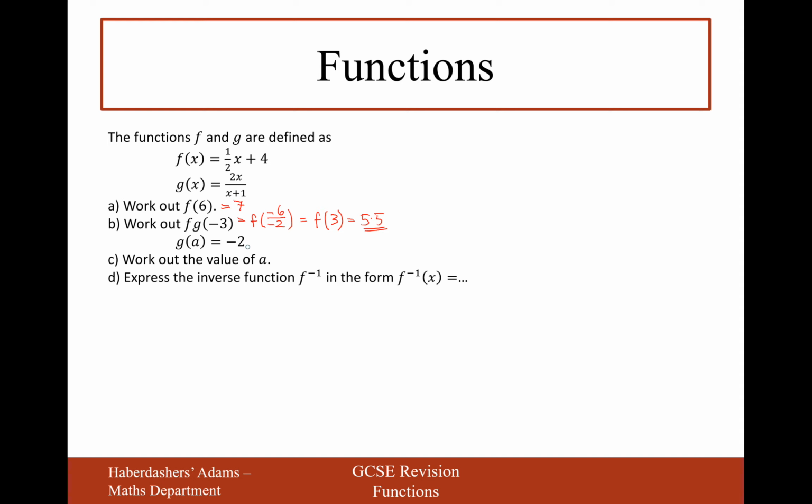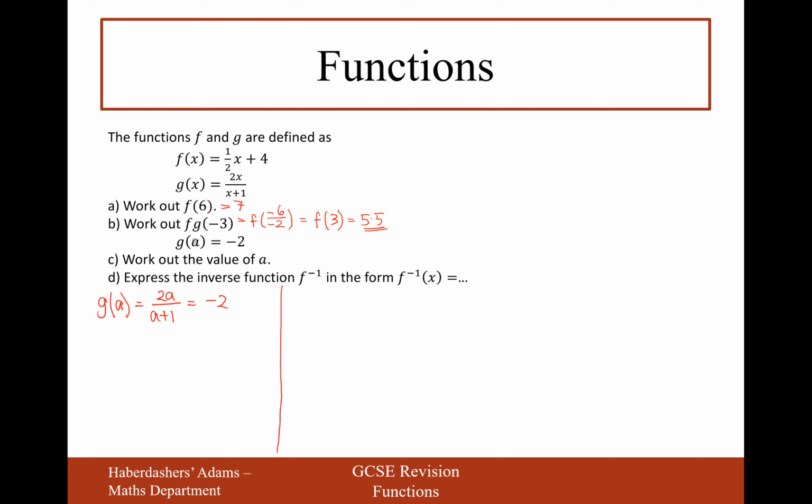g of a equals minus 2. Work out the value of a. Okay, so in this question I need to work out what the input letter is for the output value of minus 2. So let's start with writing out what g of a will equal. That means put a into the g function. So it's going to be 2a over a plus 1 equals minus 2.